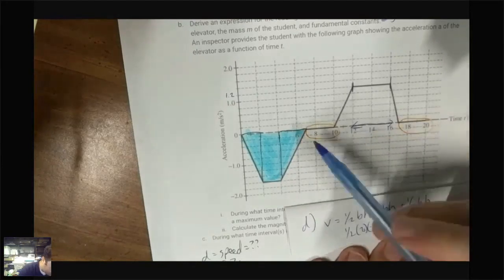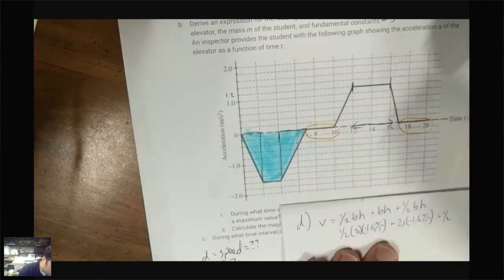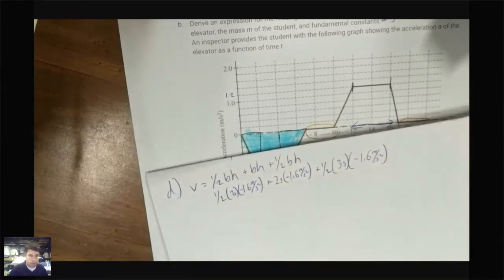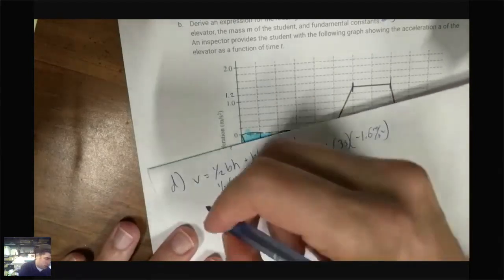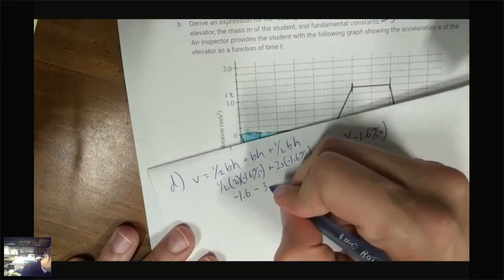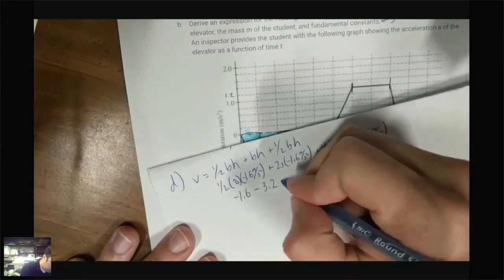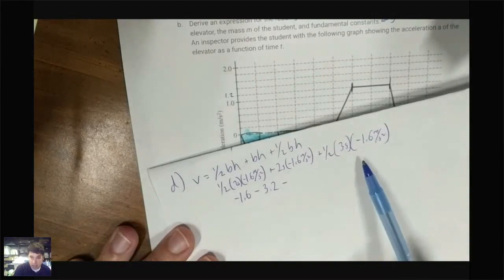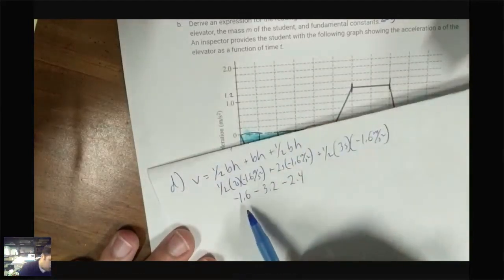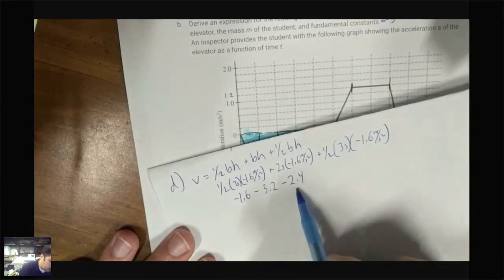plus 1/2 the base here, 2, 1, 2, 3. So 3 seconds there, times again a negative 1.6. And then we do the math out here. So 1/2 times 2 is 1. So this makes negative 1.6 minus a 3.2 minus, let's see, 3 times 1.6 is 4.8. Half of 4.8 is 2.4. So let's see, 16, that makes 40.